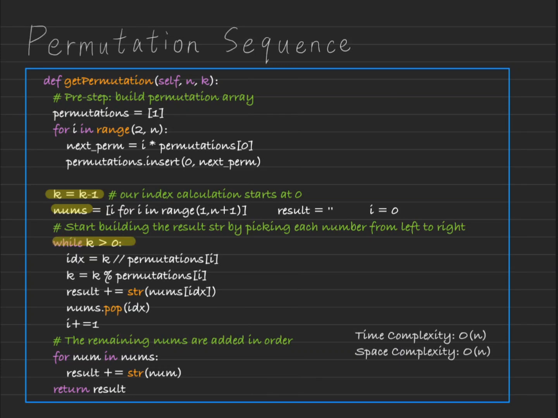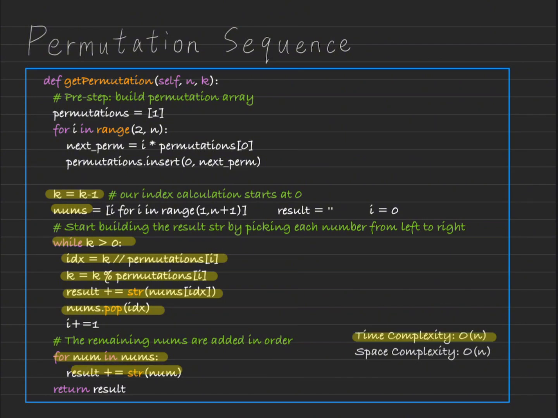While k is greater than 0, we can calculate which number to choose from nums by integer dividing k by the changing frequency. This would give us the index from nums that we can choose to add to our result. And we need to reduce k accordingly and remove the number from the nums array so they can no longer be considered in the next iteration. When k reaches 0, that means the remaining numbers can be added in order.